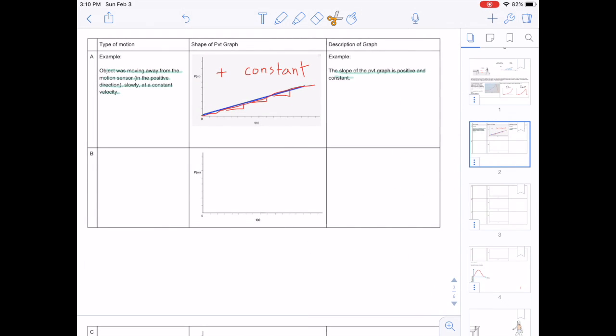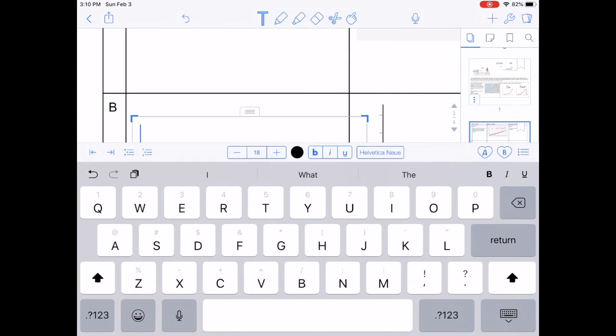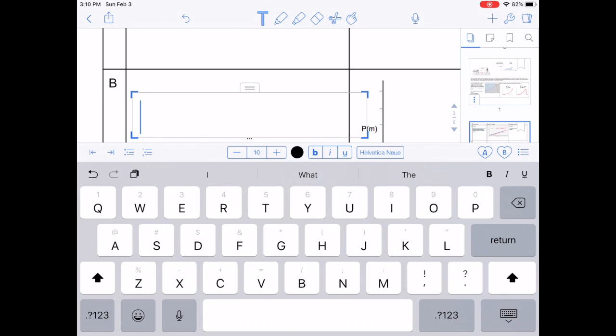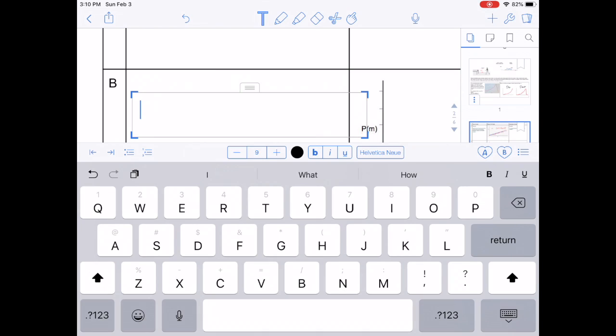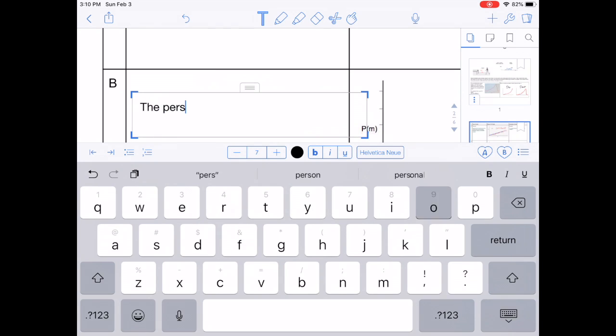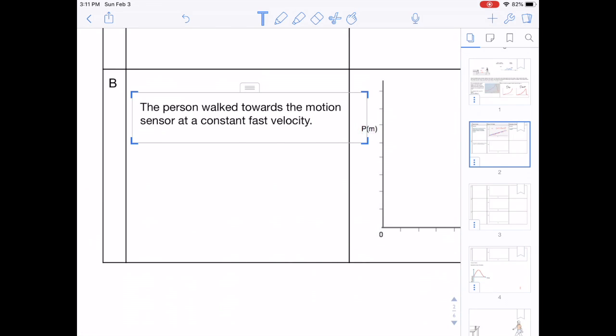Let's first write down what the motion is going to be. So you'd need to write something like, let me get the font size right. Let me make that font size a little smaller so it fits. Person walked towards the motion sensor quickly, or you can say it better, at a constant fast velocity. Okay, so we've described the motion. This is the type of motion.